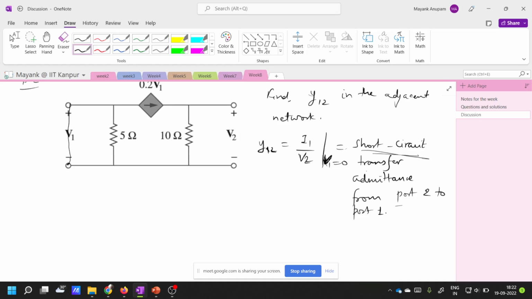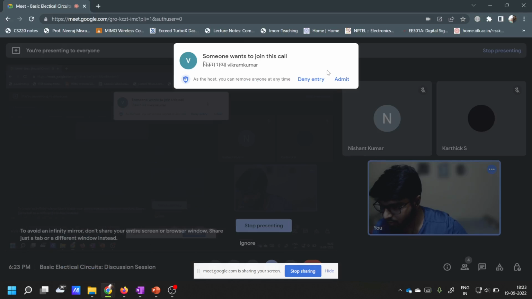Now let us focus on the transfer admittance part. Why is this transfer admittance? What is simple admittance? It is the ratio of the current and voltage at the same port, right? The general admittance that you have heard about is the ratio of the current to the voltage when both are taken at the same port.